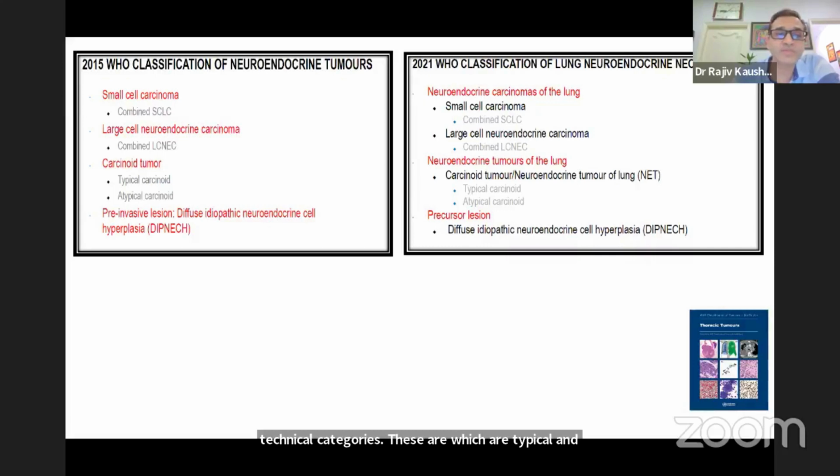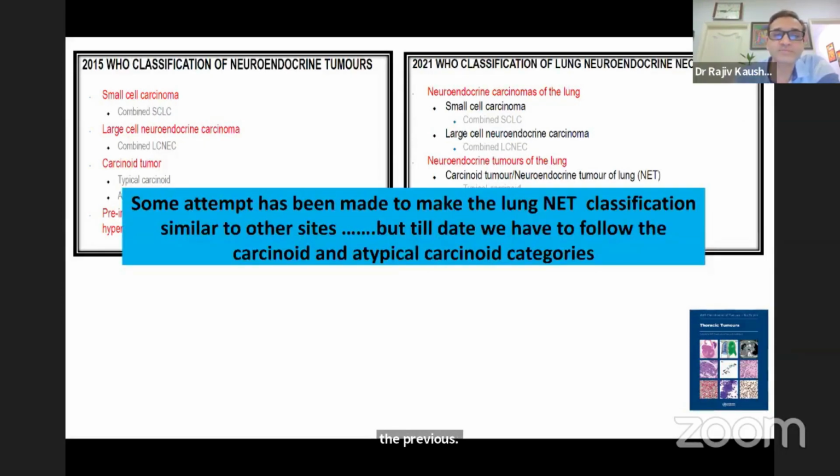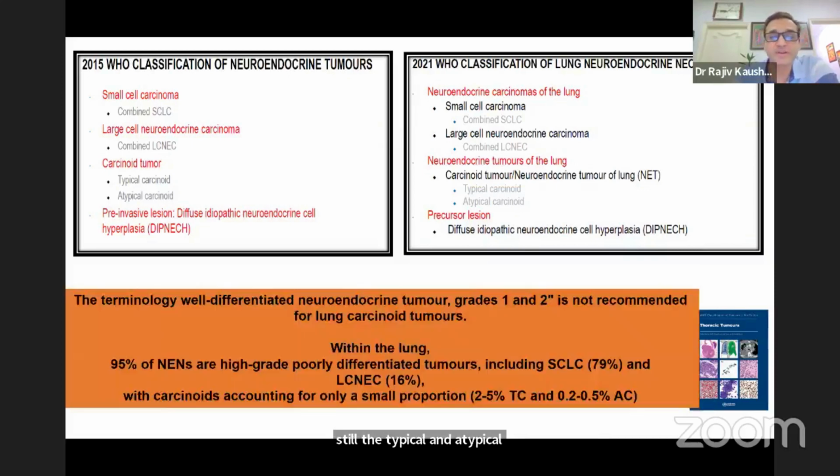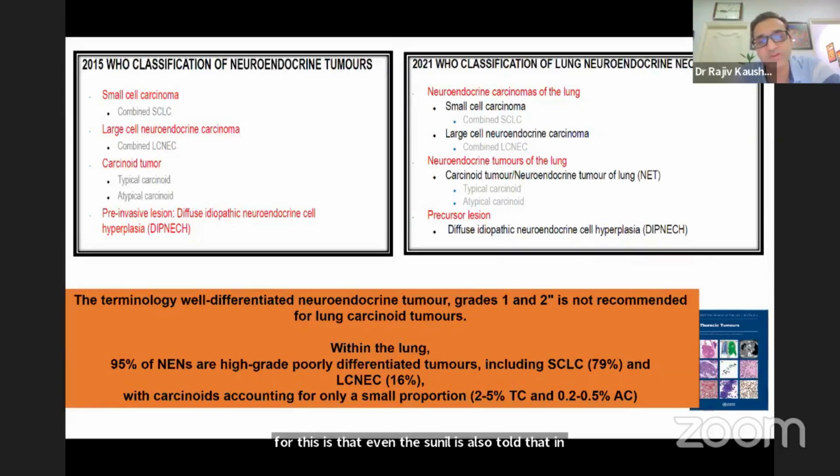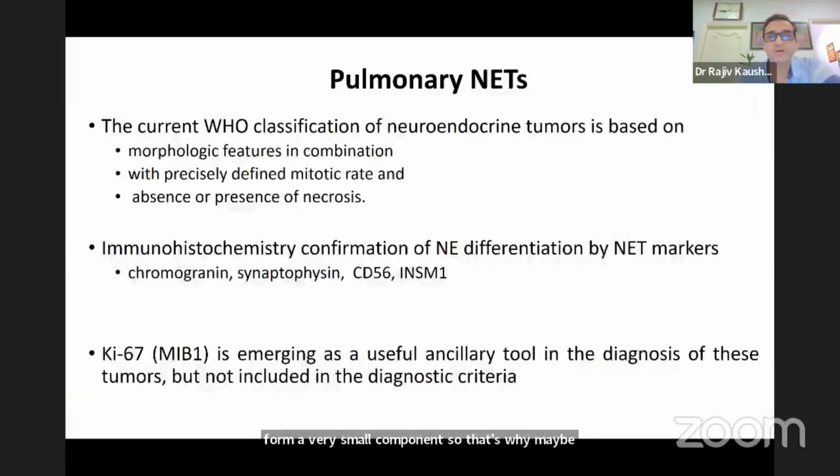Although some attempts were made, as compared to the previous WHO classification, to have a closer resemblance to the neuroendocrine tumors of other sites, the typical and atypical carcinoid categories are still followed rather than grade 1 and grade 2. The possible reason for this, as Sunil has also told, is that in lung cancer the majority of neuroendocrine tumors are poorly differentiated or high grade tumors, and the low grade tumors form a very small component. So that's why maybe the pulmonary pathologists still want to retain this.